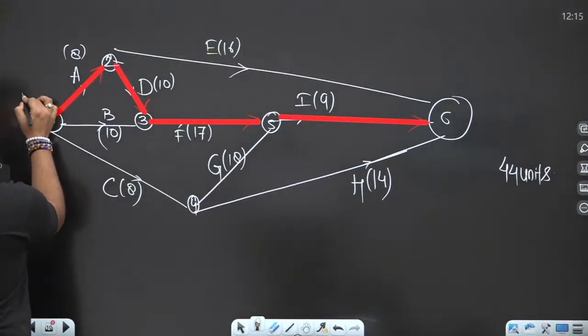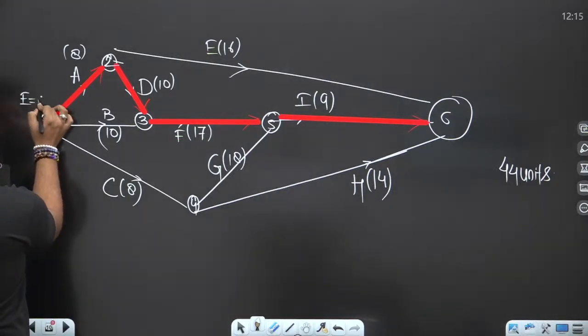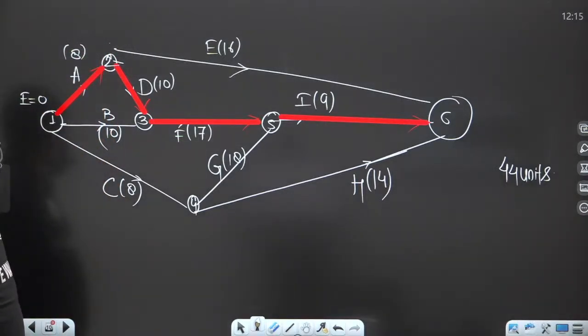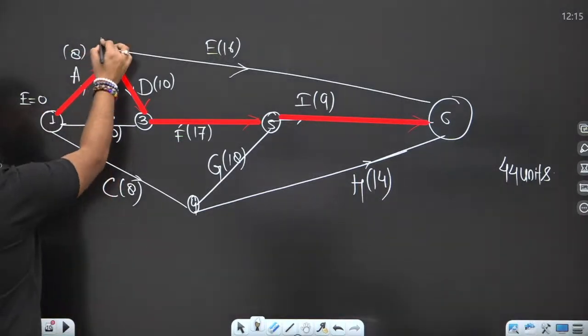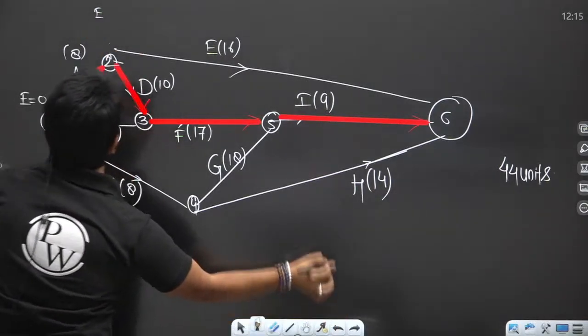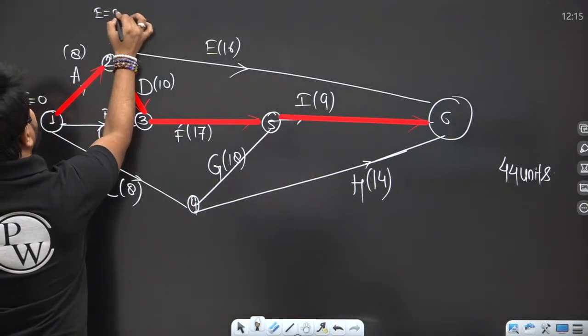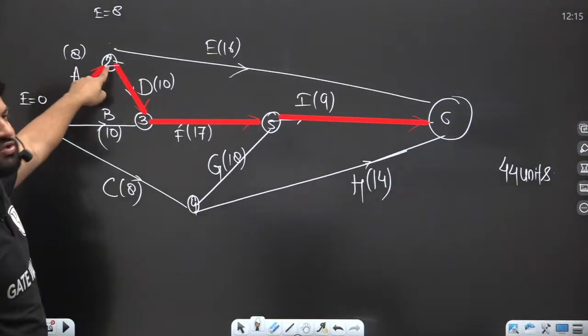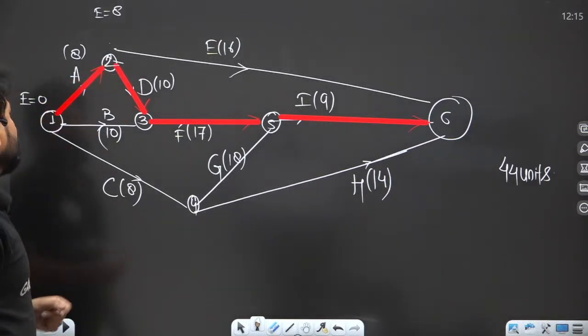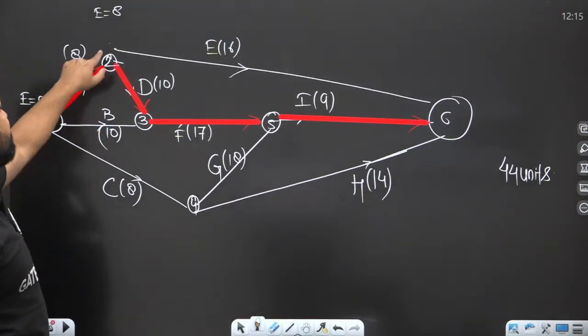The earliest starting time, we assume 0. Now you have to reach event 2 with a maximum value. So 0 plus 8 will be 8. There is no other path to reach event 2, only one path is there.